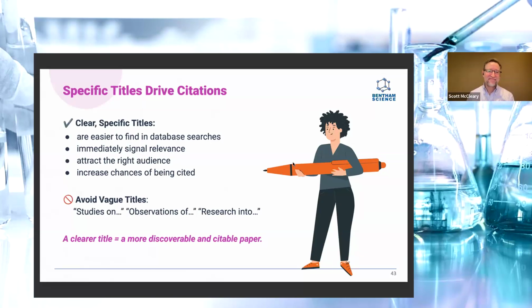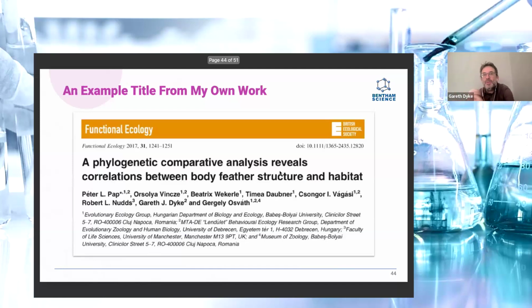We'll have time to talk about this in a moment, but clear and specific. You want a title that's easy to find in a database, immediately signals relevance, attracts the right audience. Of course, the title that you'd use for a high profile, high impact factor journal would be different to the title that you'd use for a local, regional, subject area specific journal, for example. And you want all of the time to increase your chances of being cited. So avoid vagueness in those titles. Studies on, observations of, research into are all starting points for titles that we would recommend that you avoid.